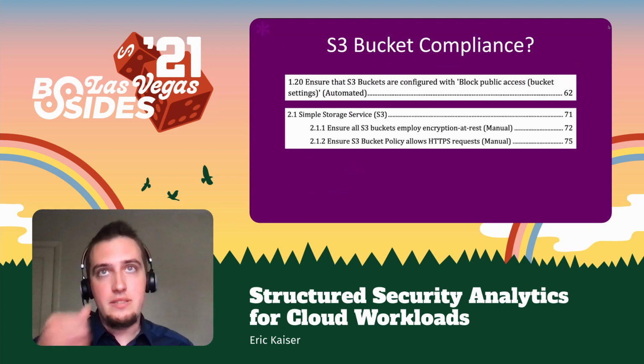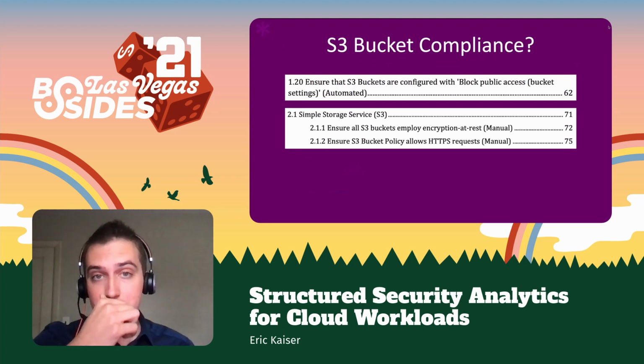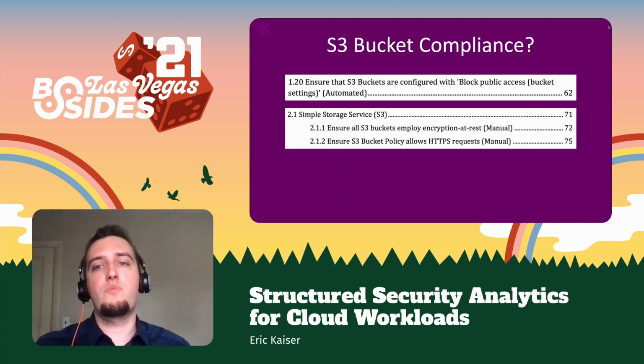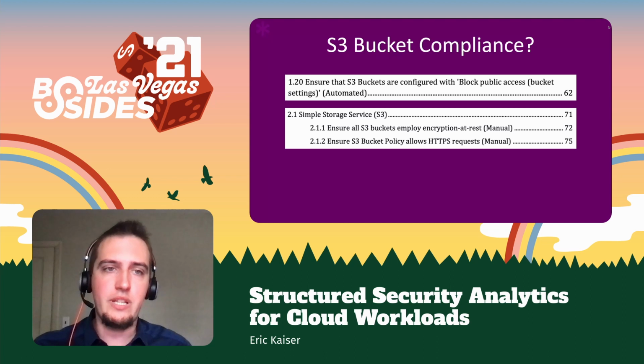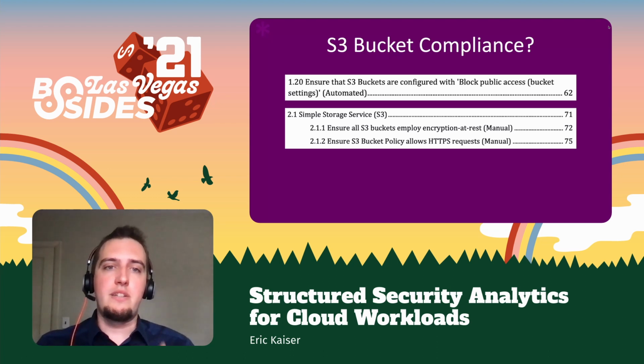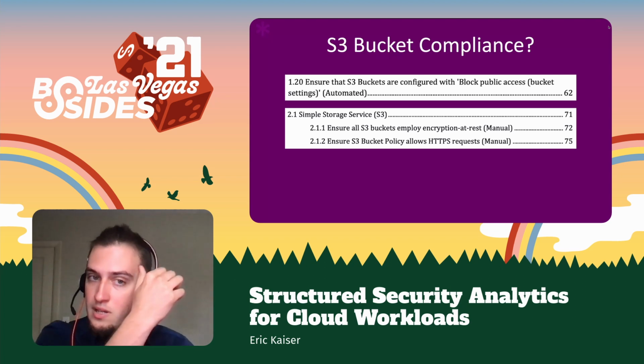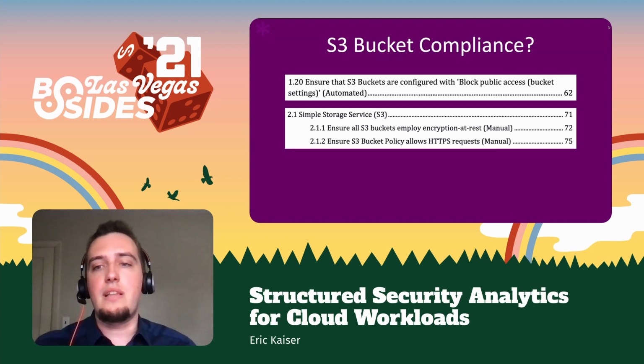So let's take a look at a sample AWS CIS benchmark. This is from version 1.2, which is a little old, but still relevant, and relates to securing S3 buckets. We want to ensure that S3 buckets are configured with block public access at the bucket level. We want to ensure that all S3 buckets employ encryption at rest, and we want to make sure that the bucket policy allows HTTPS requests.